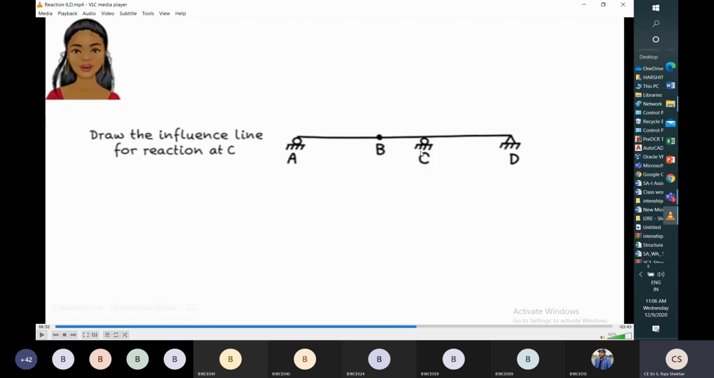So for that what we have to do? We have to push unit force at C. We have to draw the deformed shape of the member. So I'm just pushing unit force at C upward. This is the deformed shape of the member, so it will represent the reaction influence line at section C or at joint C, at support C.